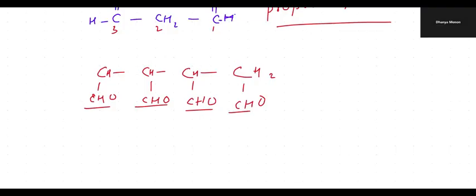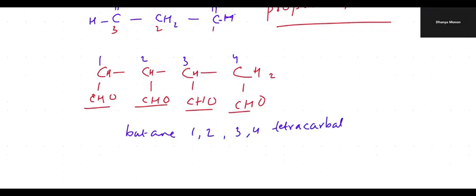So what would be the name? Butane. The root word is 1, 2, 3, 4. Butane, right? Butane. 1, 2, 3, 4. I cannot leave any one of them. Tetra carbaldehyde. Okay, I hope I'm clear.